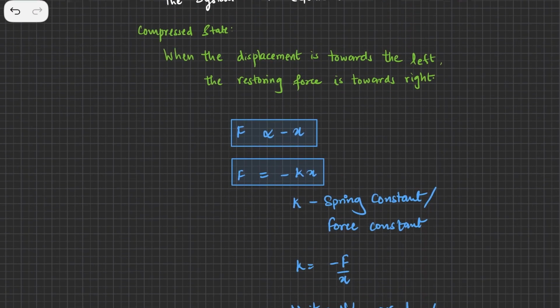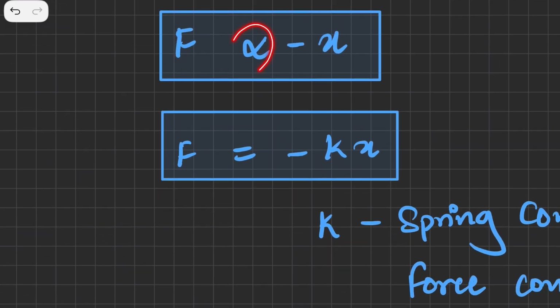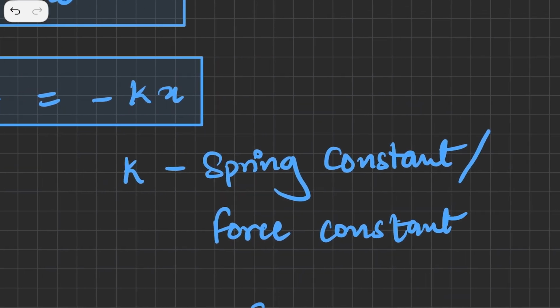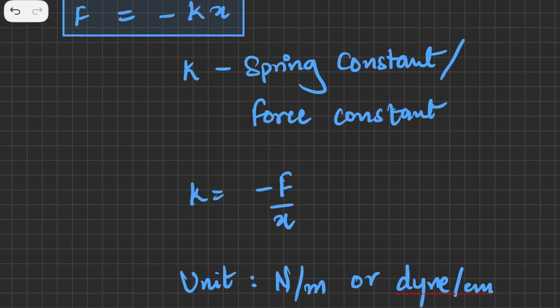Now in all the conditions we have seen that the force is directly proportional to displacement, and it is always pointing in the opposite direction. So in order to remove this proportionality sign, I will multiply by a constant. So F would be equal to minus kx. This k is basically a constant. This k is called the spring constant or force constant, and the value for k would be equal to minus F upon x. Generally this minus sign is ignored because the minus sign is just showing you that the force and the displacement are always in opposite directions.